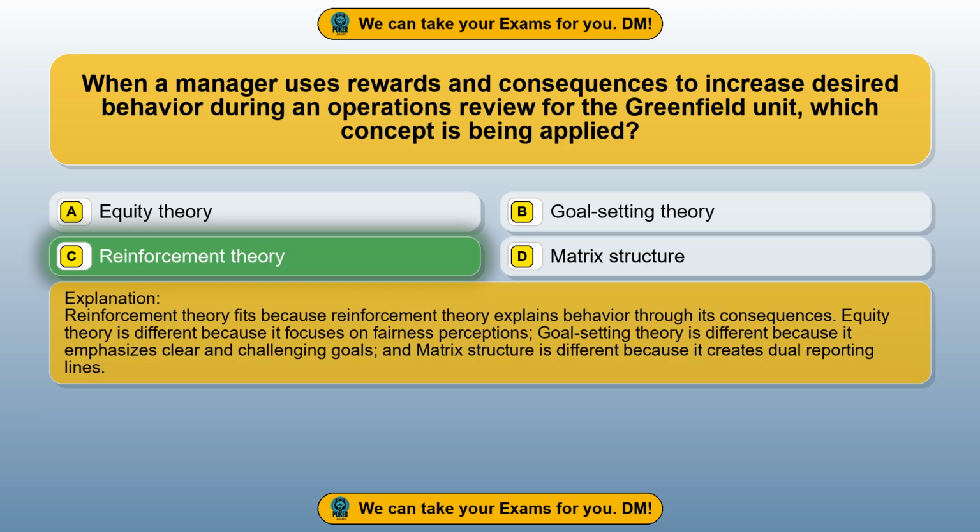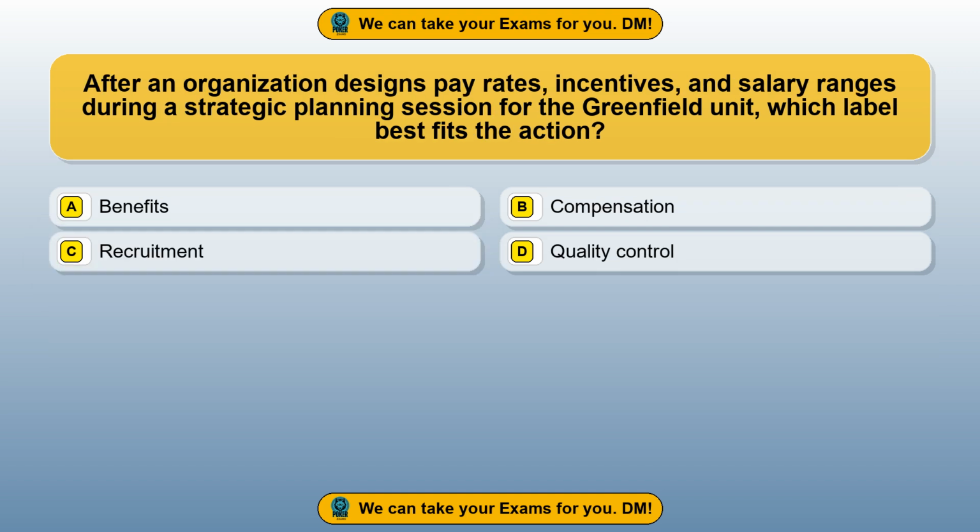Reinforcement theory fits because reinforcement theory explains behavior through its consequences. Equity theory is different because it focuses on fairness perceptions. Goal-setting theory is different because it emphasizes clear and challenging goals, and matrix structure is different because it creates dual reporting lines. Question 40.